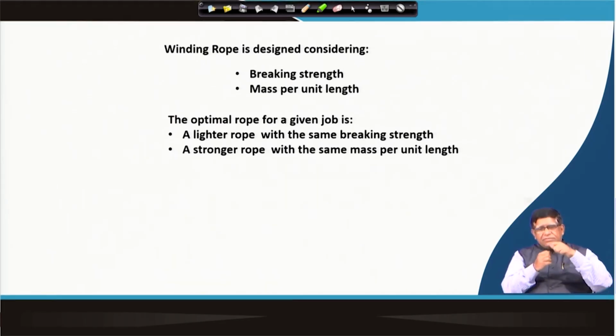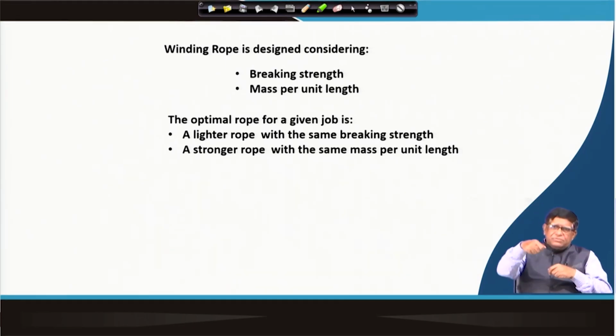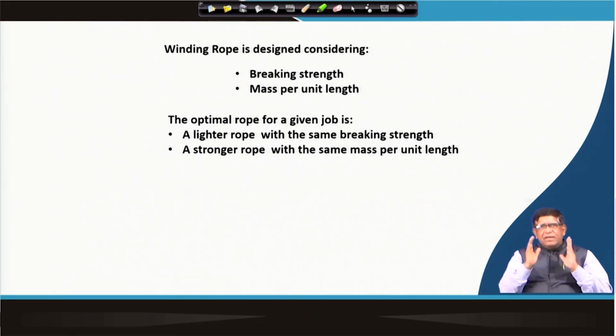That means at some point its diameter will reduce, and at that point it will just give way, and you can see that. So, for example, if you take a small thread and put a stone on it, and then give it more weight, you will find that at a particular time that string will break. That means that string has a certain limit of breaking strength.